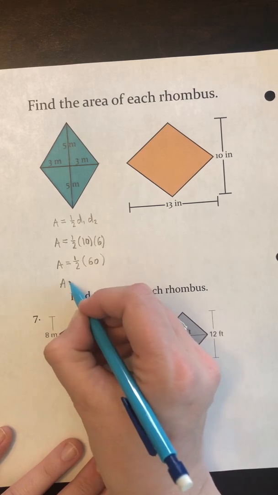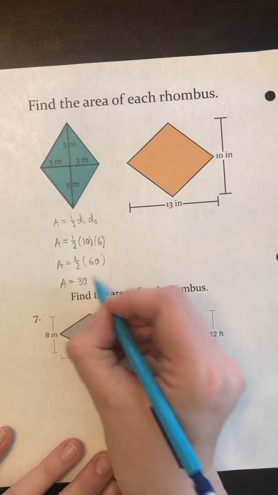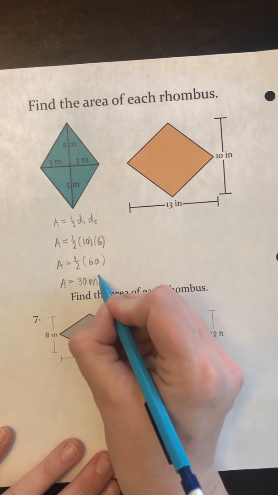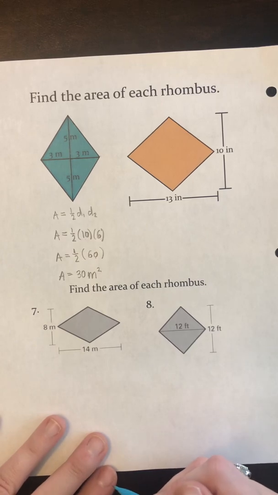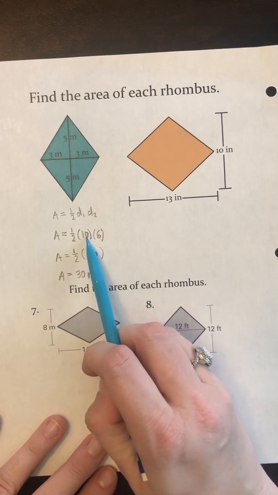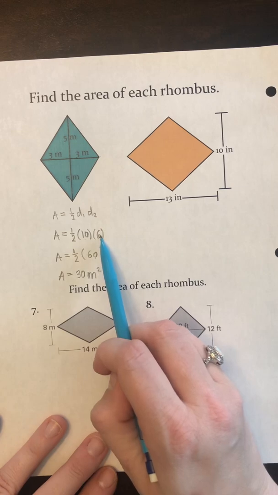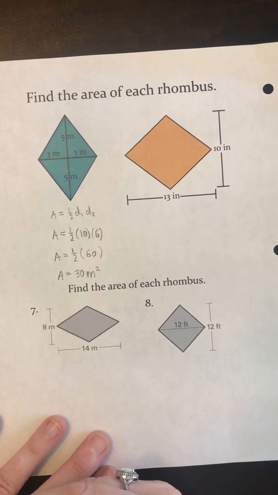And then we can find out that 60, when we chop it in half, is 30. And we have units of meters, so we're going to say meters squared. Just to show you that you could get the same answer if you wanted to multiply those numbers in a different order. You could do half of 10. Half of 10 is 5. And then take that answer of 5 and multiply it by 6. And we would also get 30. So you could go in any order that you want.